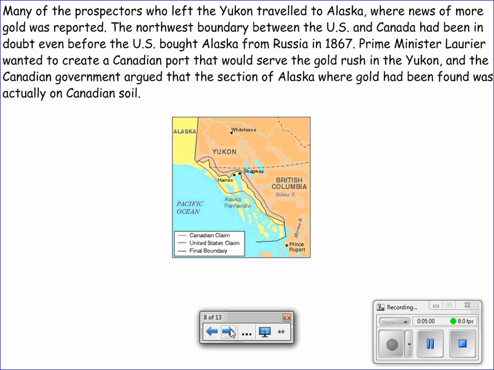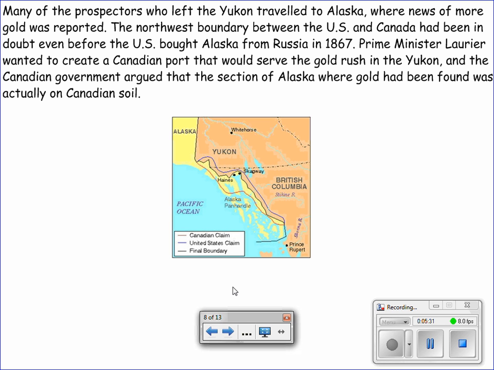Many of the prospectors who left the Yukon traveled to Alaska, where news of more gold was reported. The northwest boundary between the US and Canada had been in doubt even before the US bought Alaska from Russia in 1867. Prime Minister Laurier wanted to create a Canadian port that would serve the gold rush in the Yukon, and the Canadian government argued that the section of Alaska where gold had been found was actually on Canadian soil.